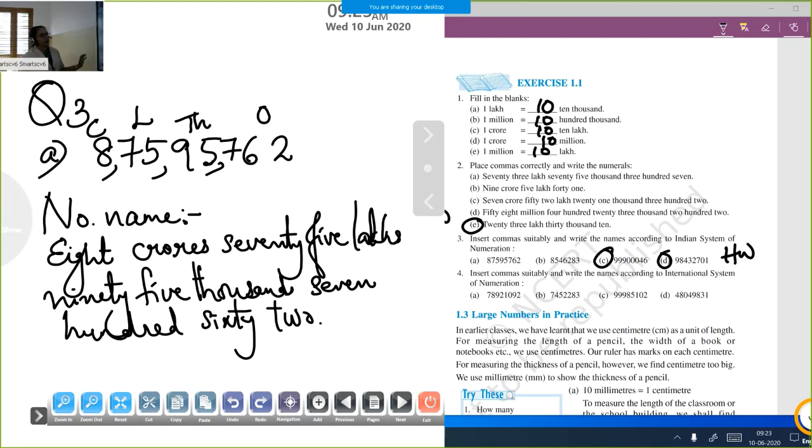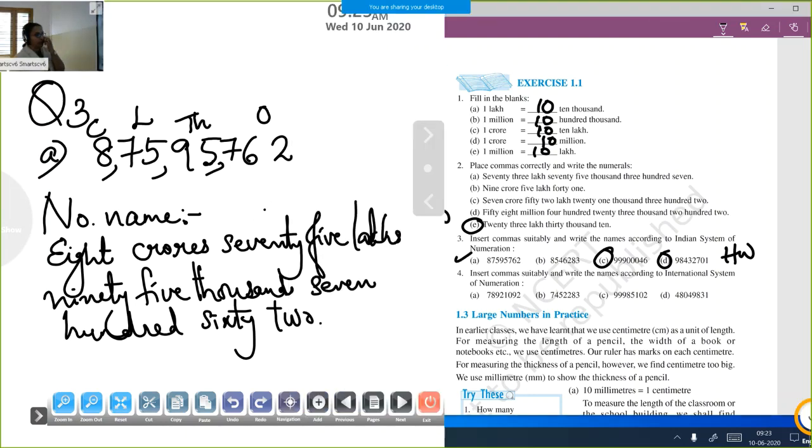First one is over. So teacher wrote the number and its number name. Okay? So the task means rewrite the number with the suitable commas. Then write the number name according to the Indian system. So first one, A part is over. Teacher has done this one.